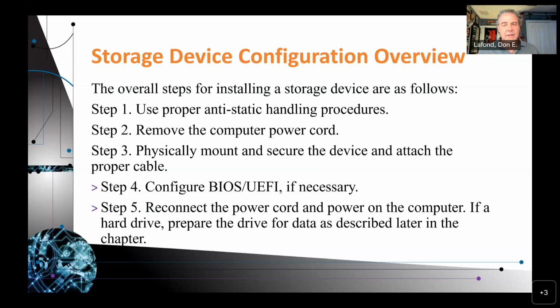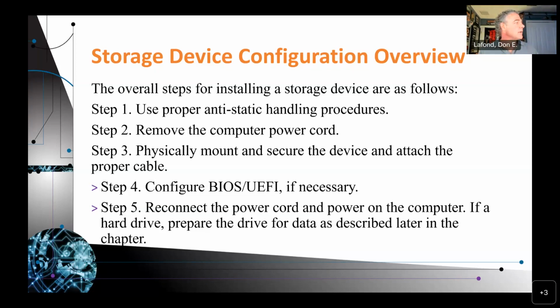Configure the BIOS if necessary. In today's computers, they automatically identify the additional hard drive, but you might have to reorder the hard drive. If you're adding a new C drive that's going to be a new boot drive, then you're going to have to configure the BIOS to identify that new hard drive. Reconnect the power cord to the computer, power on the computer, and if it's a hard drive, prepare the drive for data as described later in the chapter when we talk about partitioning.